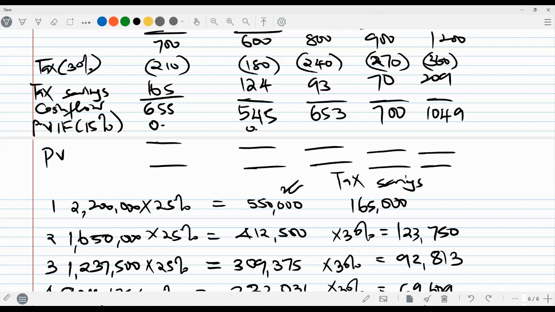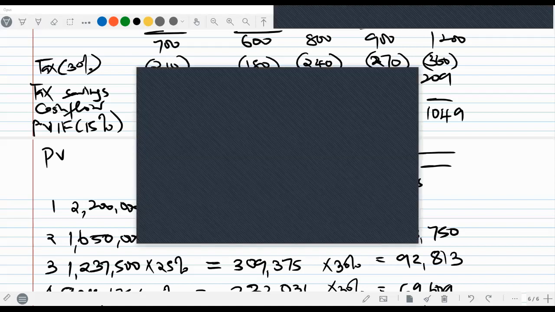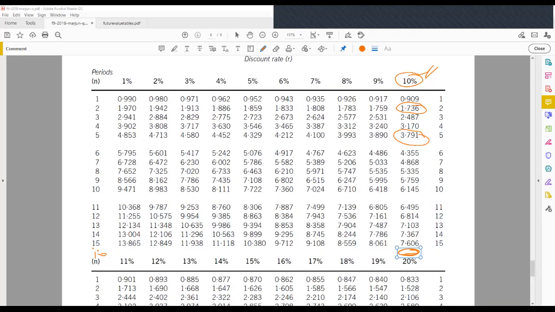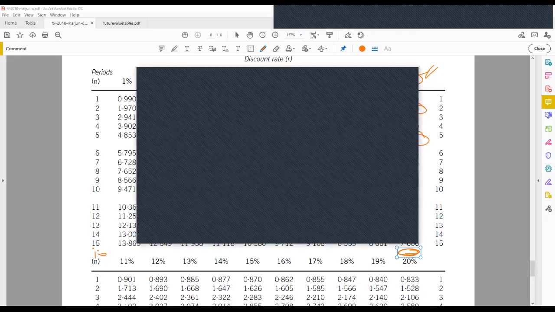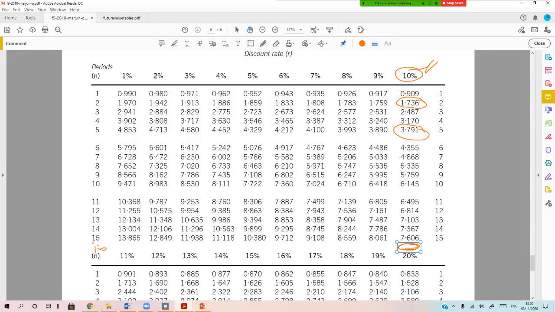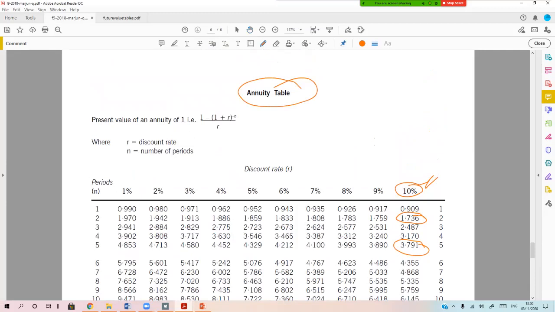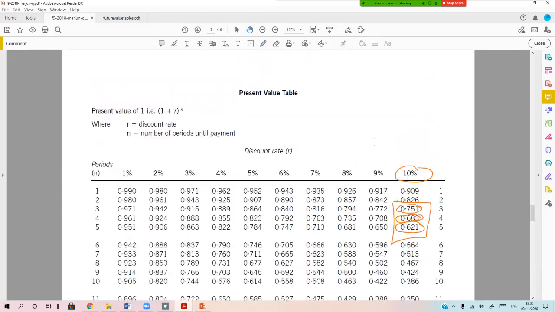So maybe I'll just show you how to use the tables. I know you know, but just to ensure that I don't assume. You need to know which table you want to use. Not this second table. We want to discount individual cash flows, so not this one. Therefore we use the first table.